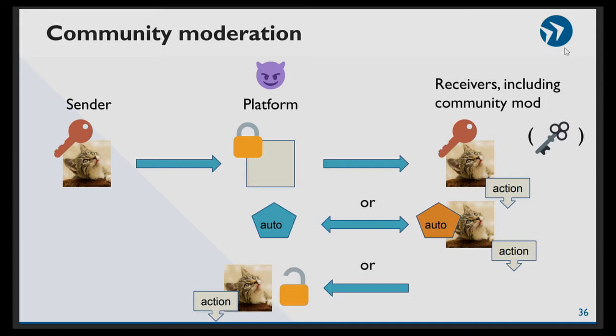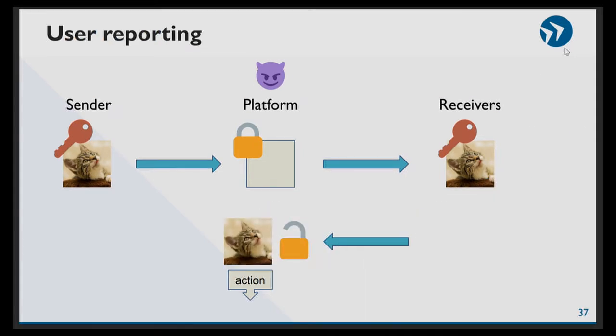I guess the third way in which community moderation might happen is if there is some kind of content on which the community moderator isn't sure what the right approach is, they might report it to the platform. And that looks a whole lot like just normal user reporting, which is something we all know and love, where a receiver will take some content that is problematic in some way and just report it to the platform.